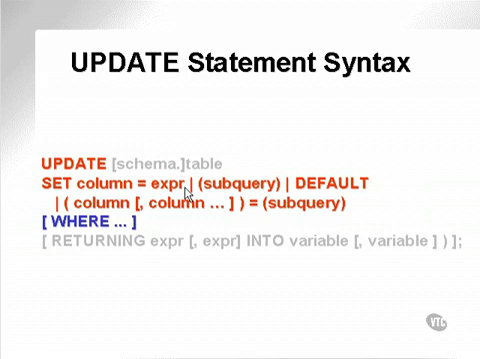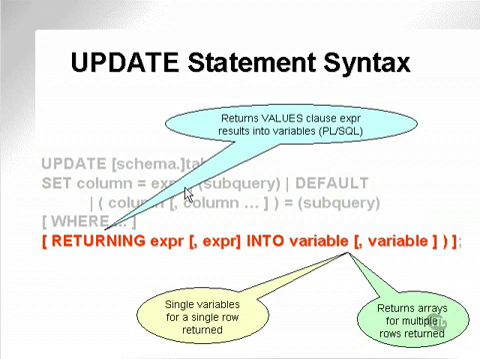The where clause in the update statement is also very important because it allows me to filter, as in update a single row, a subset of rows in a table, or the entire table by simply leaving the where clause out altogether. Once again, the returning clause is used to return values calculated in the update statement into variables, either as single variables or arrays.